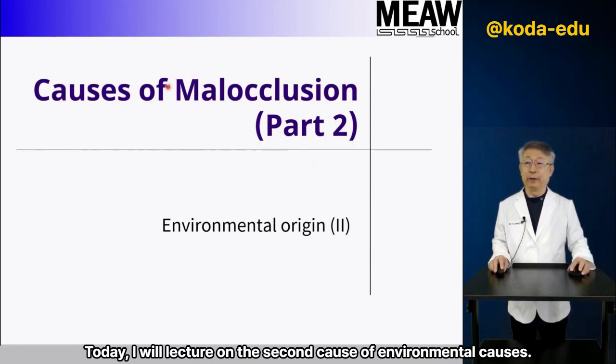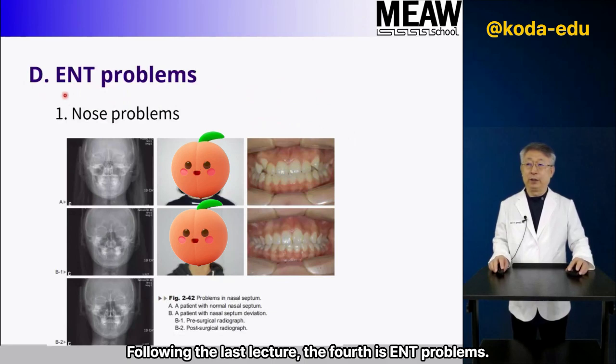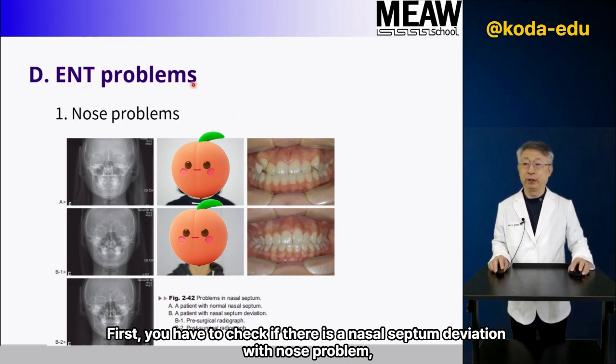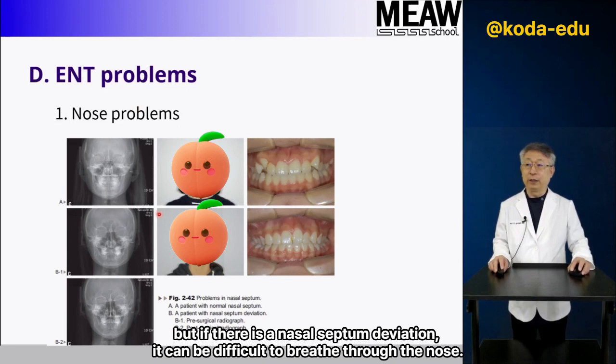Today, I will lecture on the second cause of environmental causes. Following the last lecture, the fourth is ENT problems. First, you have to check if there is a nasal septum deviation with nose problem. If there is a nasal septum deviation, it can be difficult to breathe through the nose.